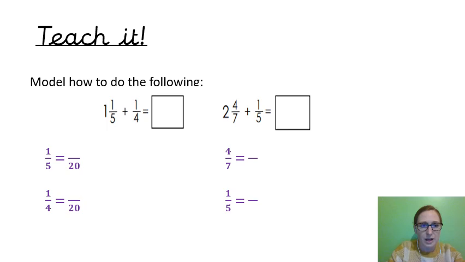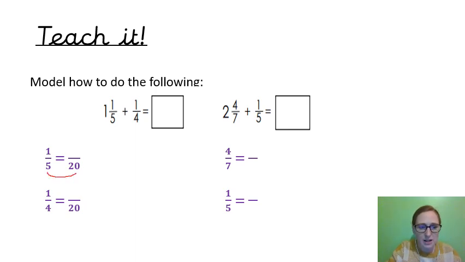Okay, so here's how we work these out. Our first example here, 1 1/5 plus a quarter. So 1 1/5 is our mixed number, 1/4 is our proper fraction. To add them together we need to make them have the same denominator. So if I think about fifths and quarters, the 5 times table and the 4 times table, the first number that comes up in both of those times tables is the number 20. So I can make them both into something over 20. So I've got 1/5 is the same as something over 20 and 1/4 is the same as something over 20.